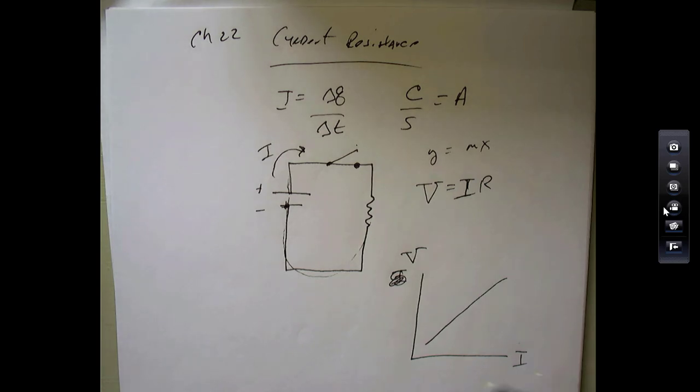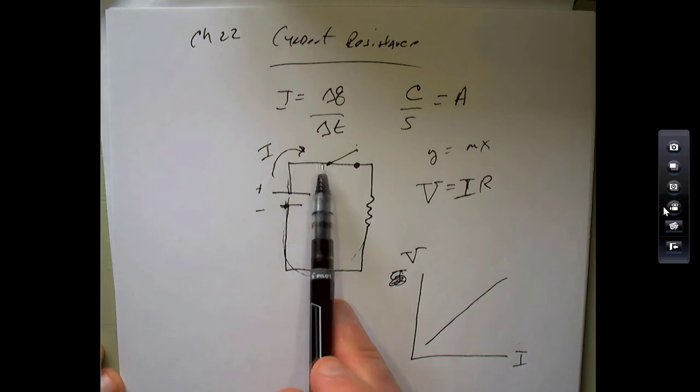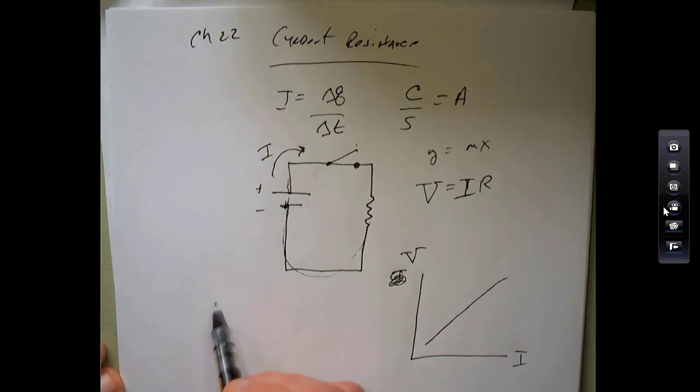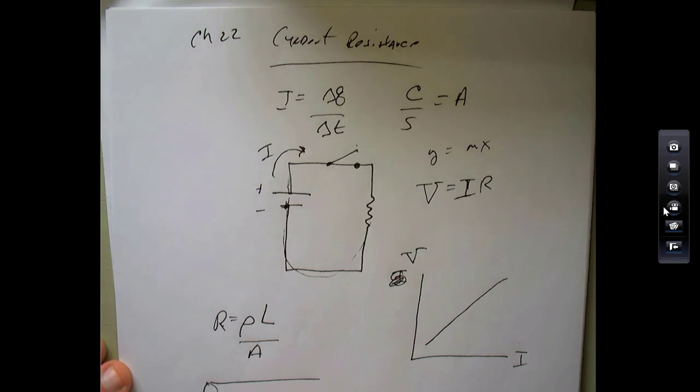Okay, good. So with circuits, usually we assume that there's no resistance in the wires. In real life, there is. So resistance depends on what the wire is made out of. This is resistivity, the length of the wire, and the cross-sectional area. If this is a wire that has some length, the longer the wire is, the bigger the resistance.